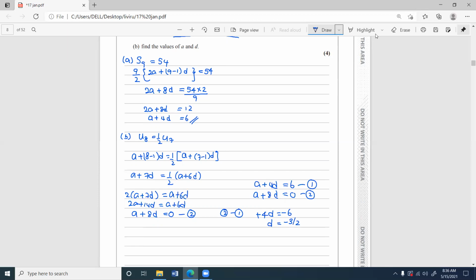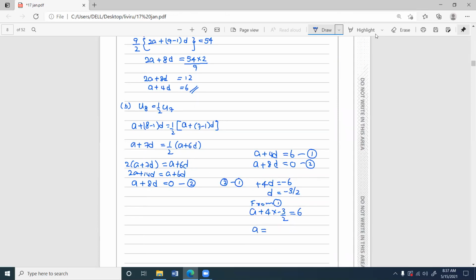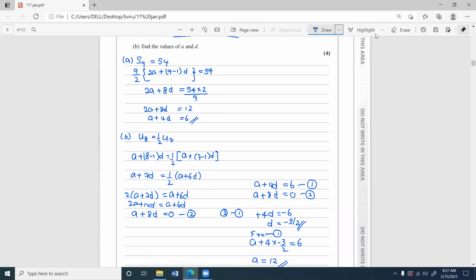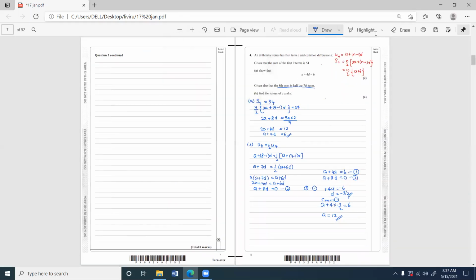So with this, you can substitute into equation 1: a plus 4 times minus 3 over 2 is equal to 6. With this, you get a equals 12, since minus 6 to the other side is plus 6, giving 12. So with this, you get the answer: a is equal to 12 and d equals minus 3 over 2. That is the way of getting this answer. So this is the final answer for this.